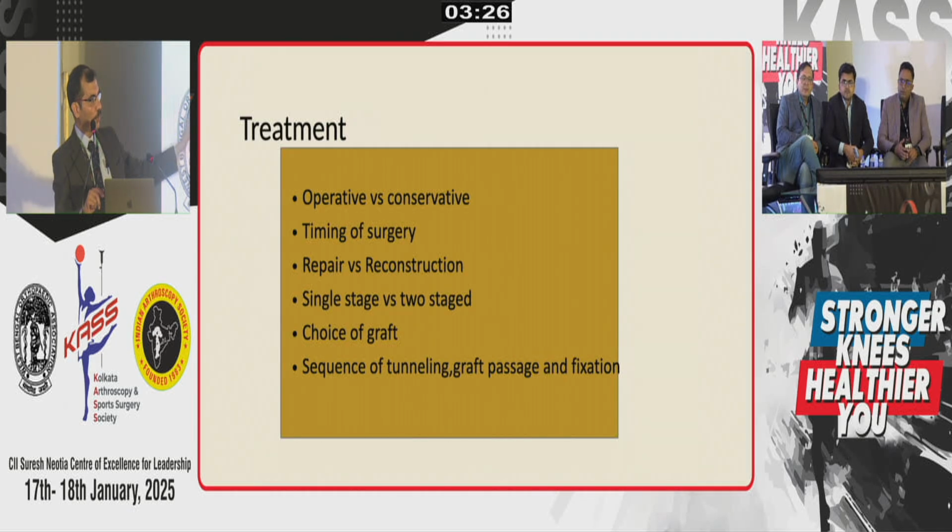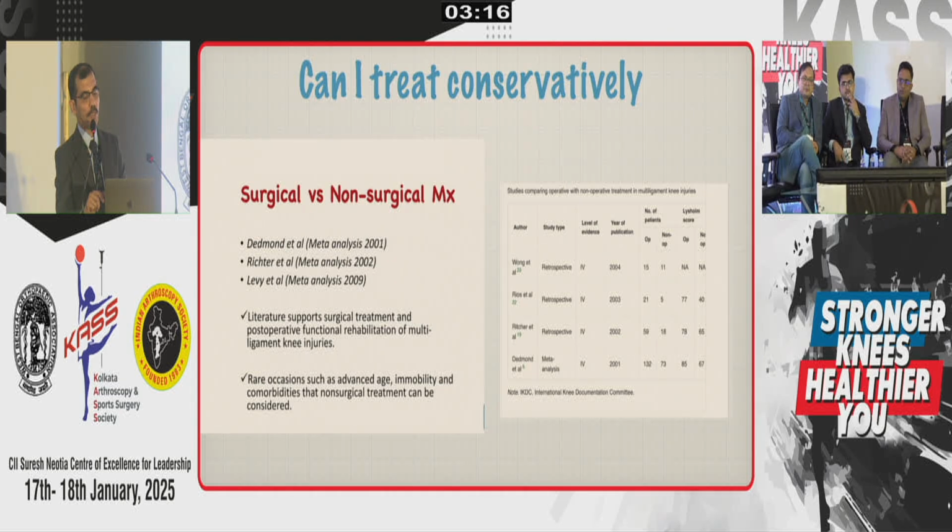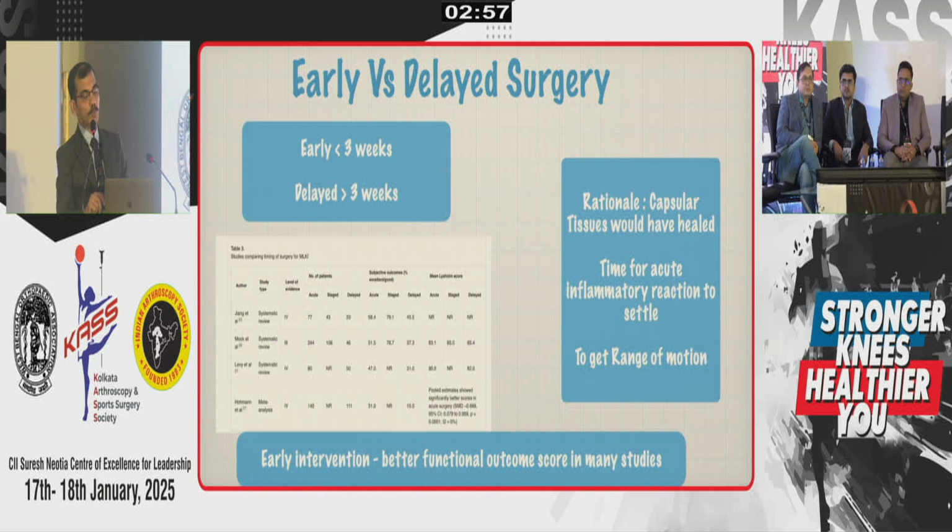Treatment, let's go one by one: operative versus conservative, timing of surgery, whether to repair or reconstruct, whether single stage or two stage, choice of graft and sequence of tunneling. Can I treat conservatively? There is no role for conservative management in a multiligament knee injury. You can have that in an isolated ACL or isolated PCL, but in multiligament injuries it has been very well proven that surgical management works much better than conservative management. So surgery is the choice of procedure.